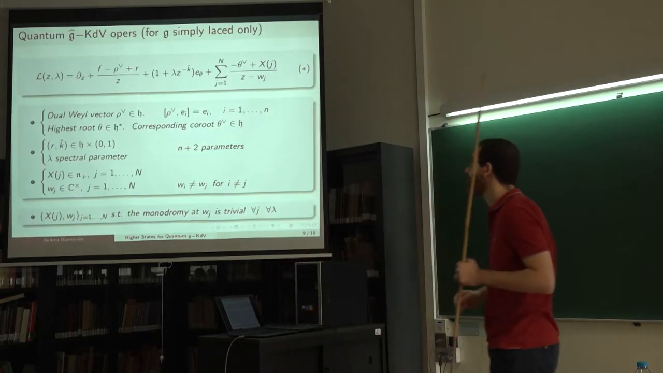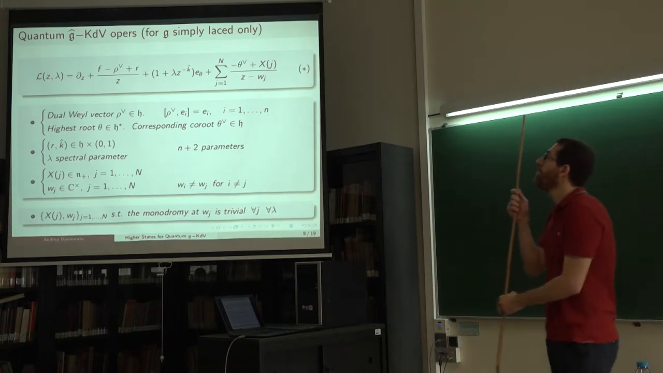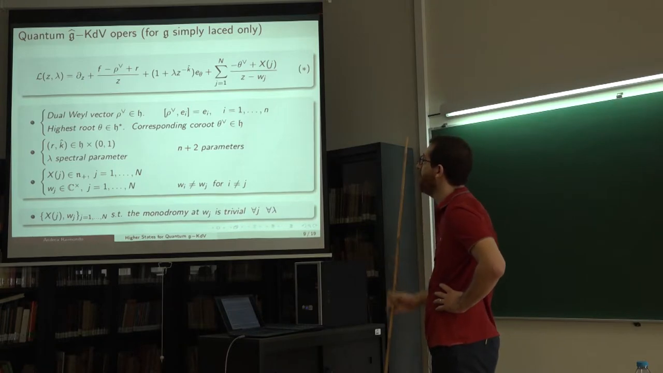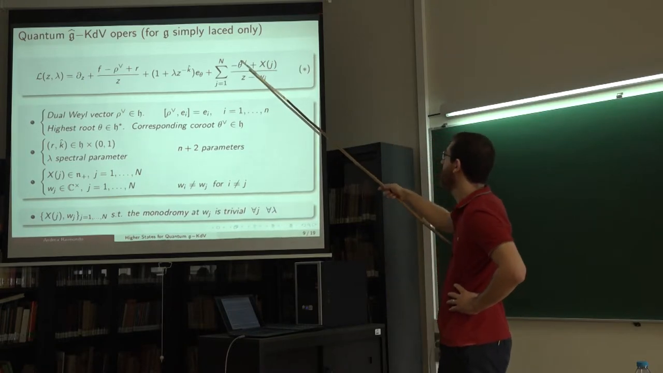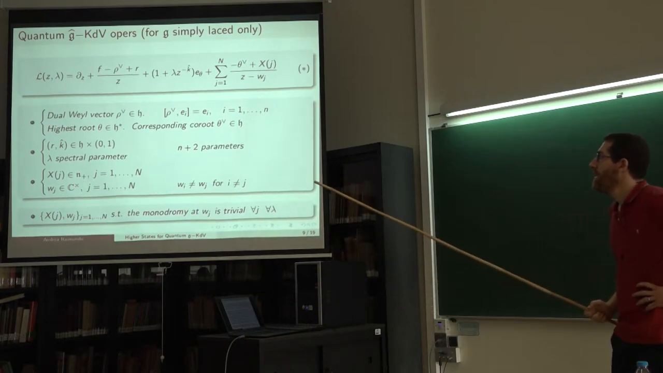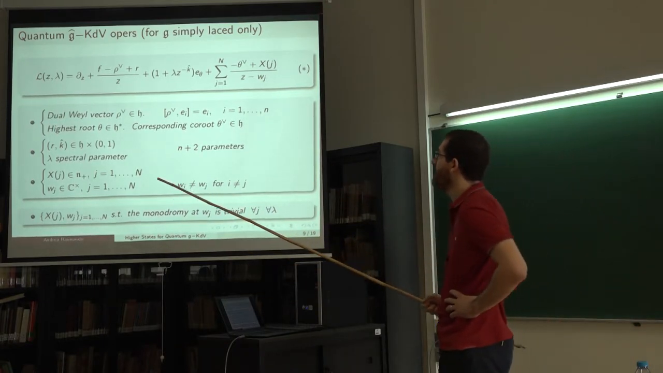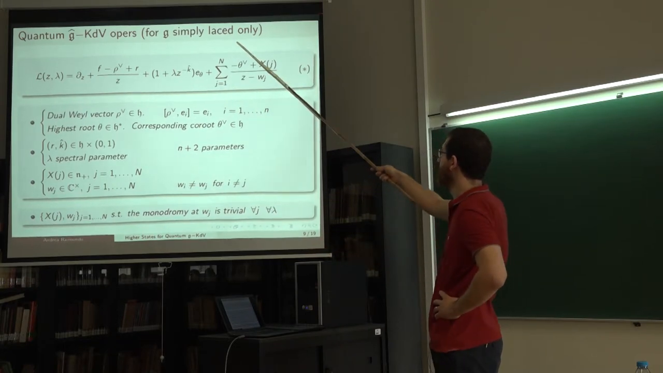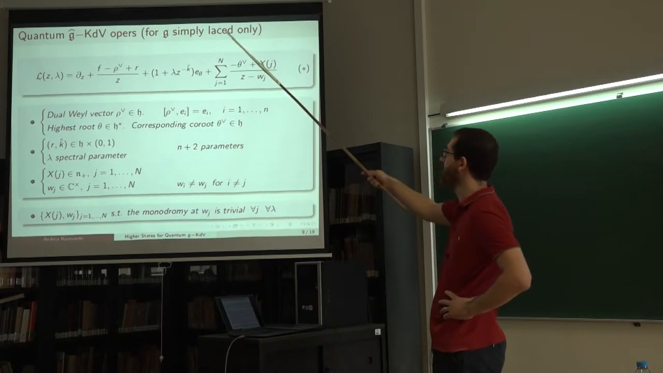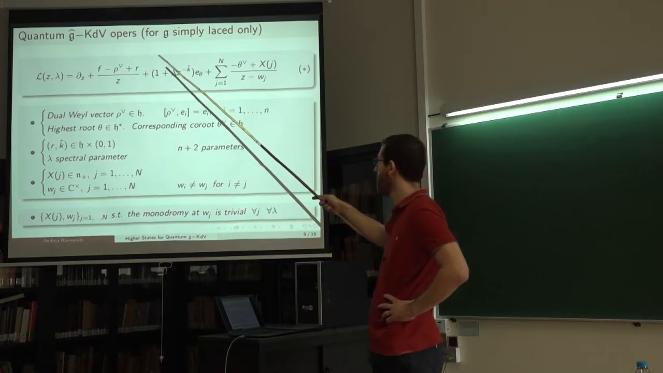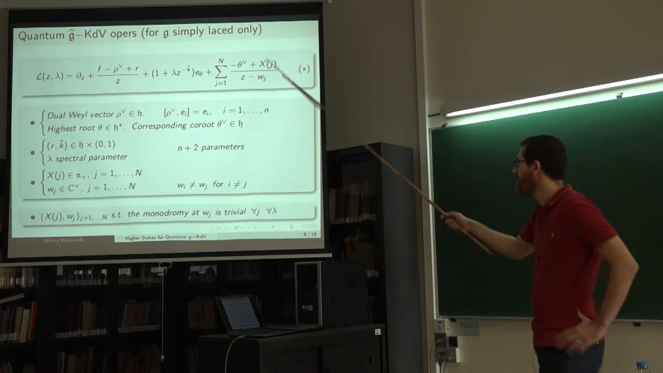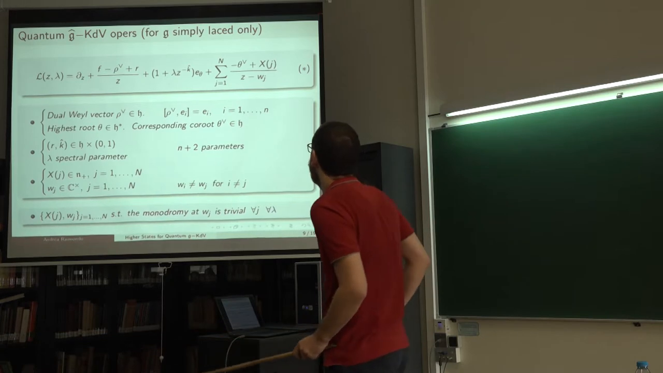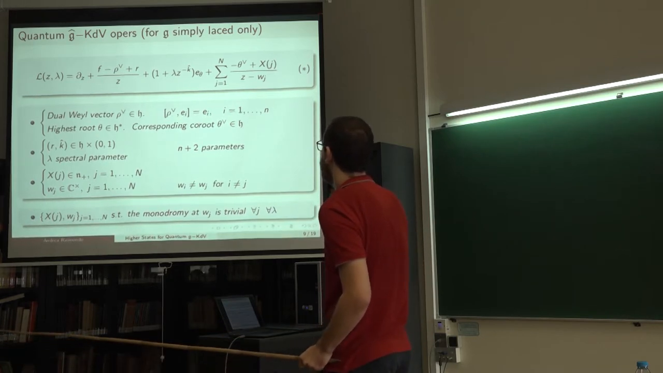Okay, so now that I have explained what these Opers are, let's go to the main object. You will see this Oper many times in the rest of the talk. These are quantum g-KdV Opers. And actually, this is for g simply laced only. For g not simply laced, I will comment later on that, but this is the case of g simply laced. And I have to tell you what a few of these things are.